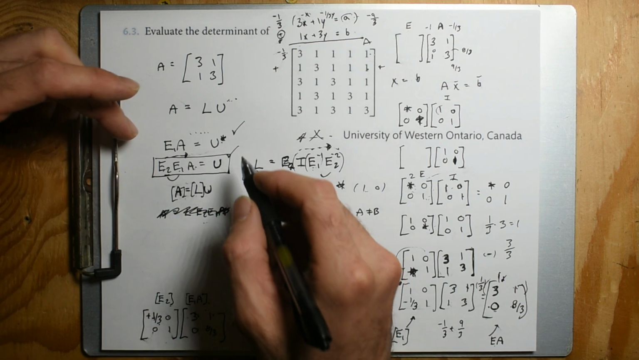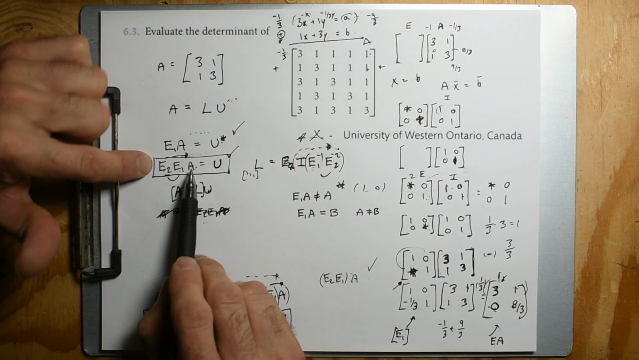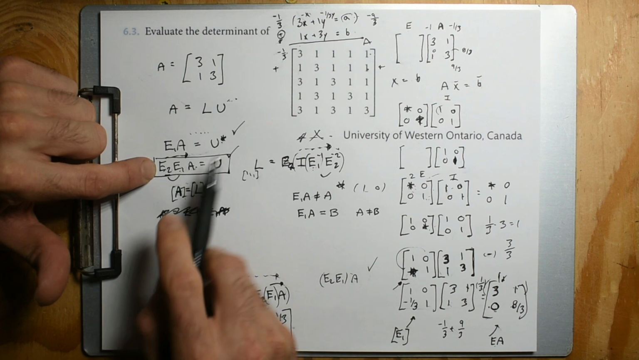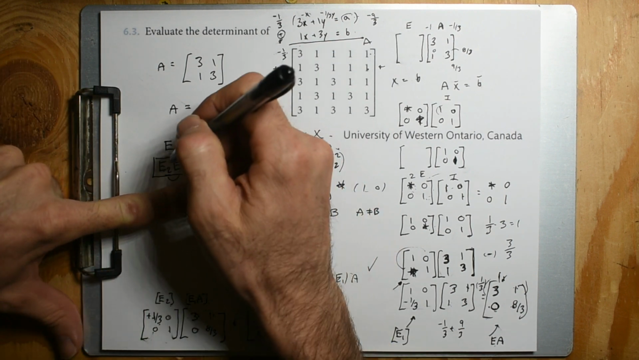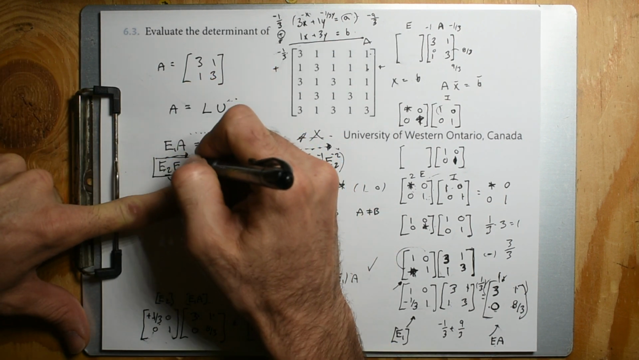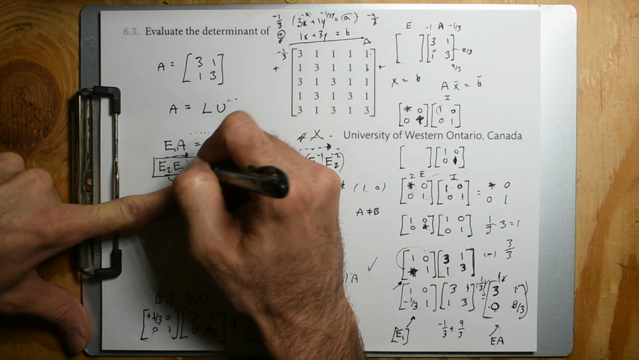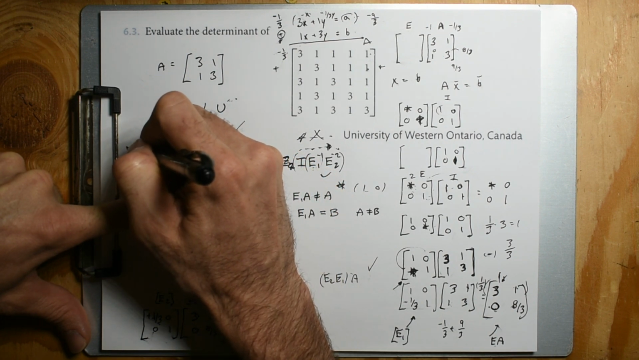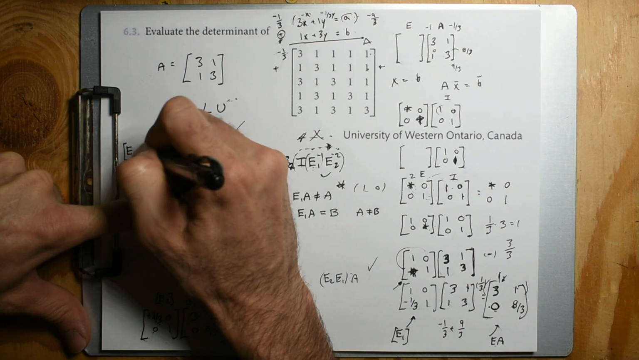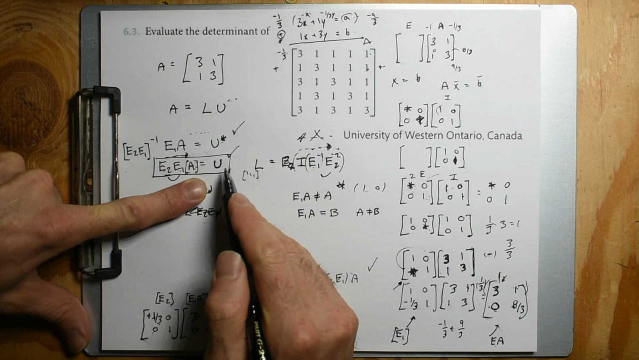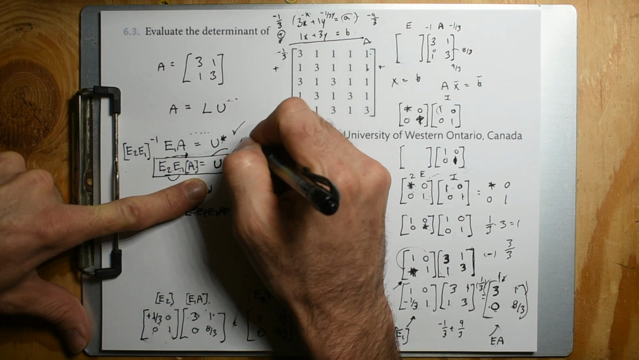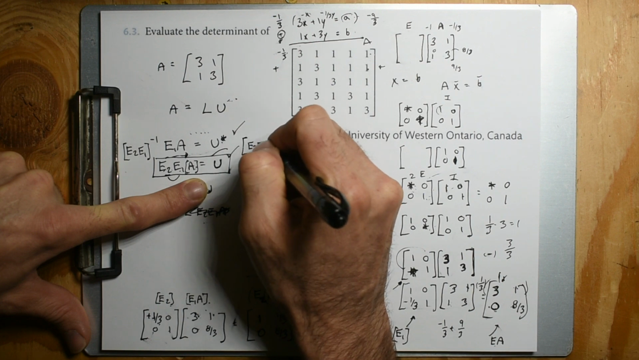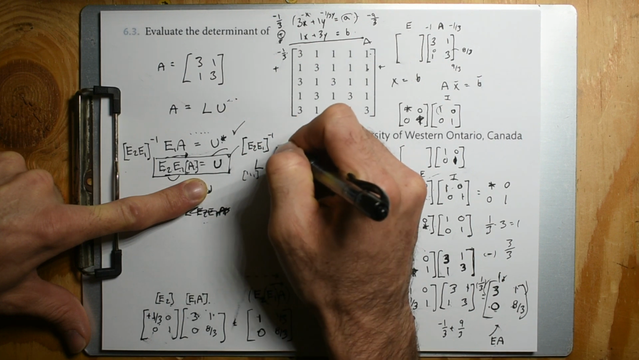Oh yeah, no duh. So here it is. If I want to get A back by itself, I'm going to do E2, E1, bracket this in, and take the inverse of it. And now I'm going to do that to both sides. So over here, E2, E1, bracket it in.